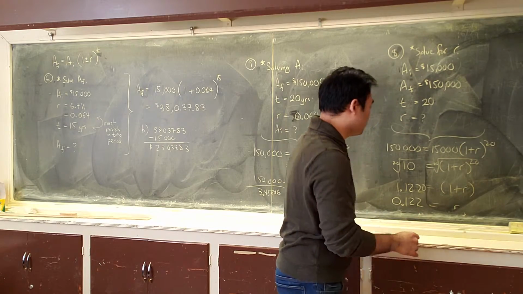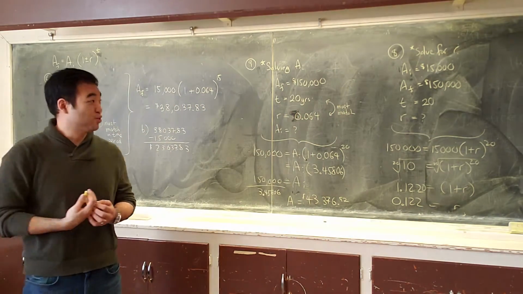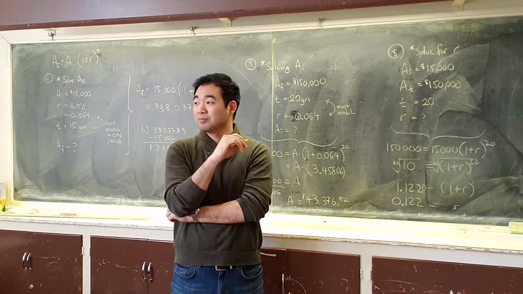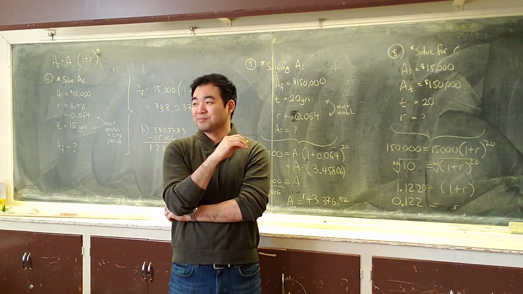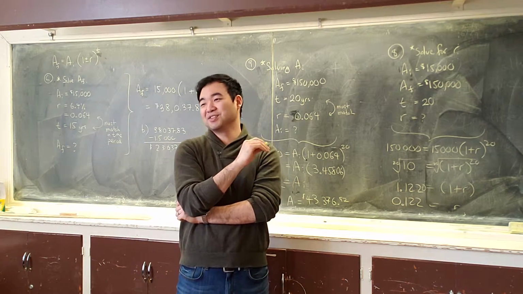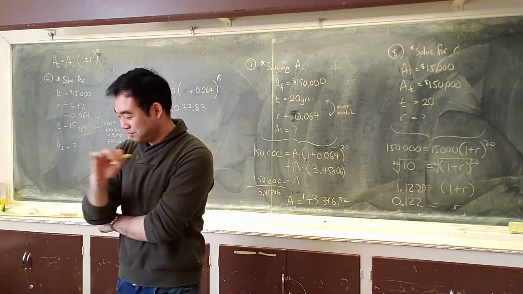So what is the rate? 12.2%. That's a decent interest rate. That actually happened. Multiply your money tenfold in 20 years. That's crazy. Just from letting it sit there.